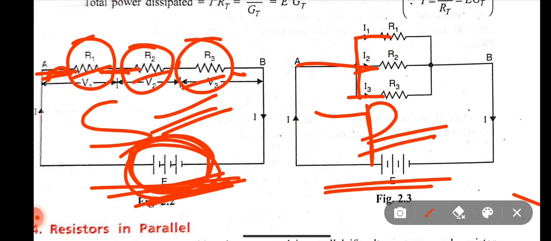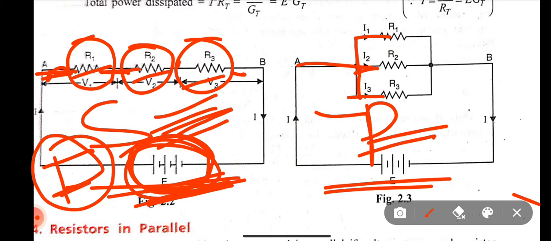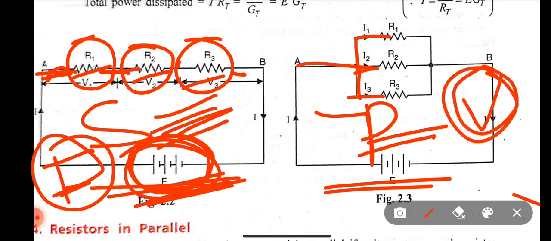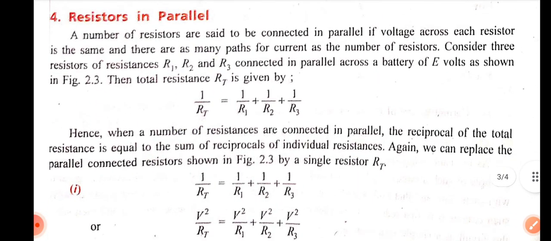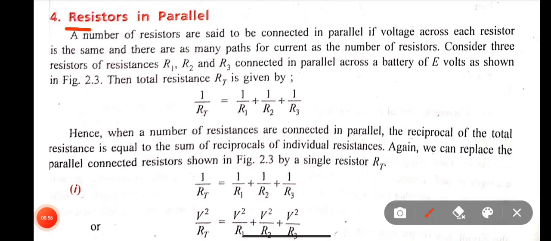So this is a parallel and this is a series. And one more thing I want to add here. In series connection, current is the same through each resistance, but here voltage is the same across each resistance, right? So now we have to go to the fourth point, and the fourth point is what?